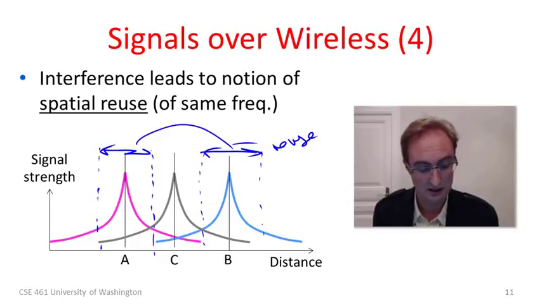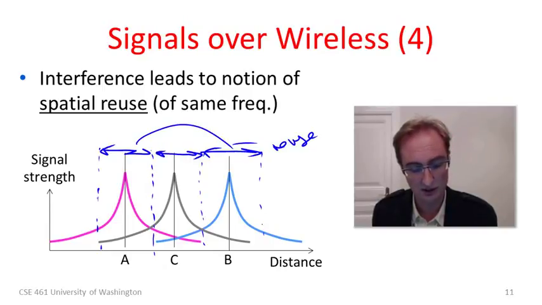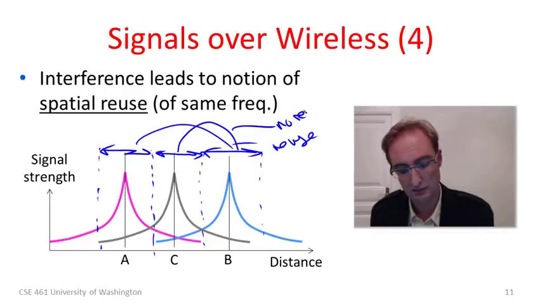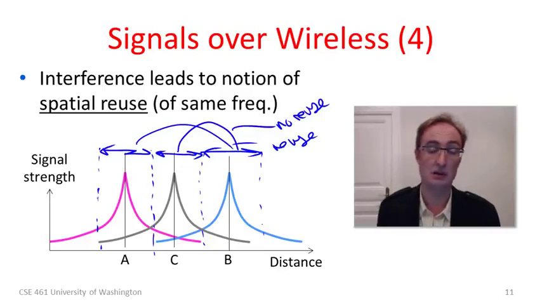On the other hand, if I care about receivers in this middle region, between C and B, there's no reuse here. If you use the same frequency, then a receiver anywhere in that range would be receiving signal from C and B, and both signals would be strong enough that they would confuse one another.